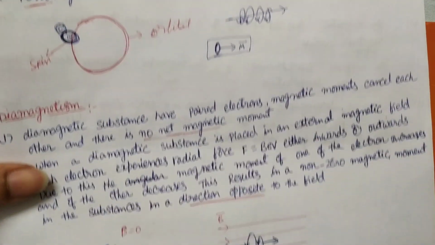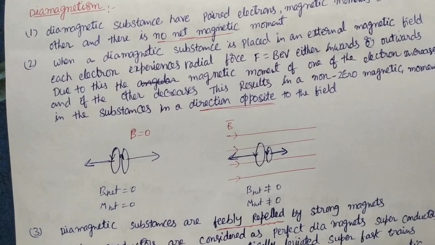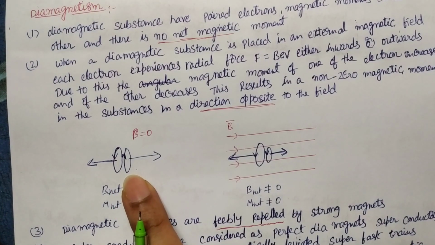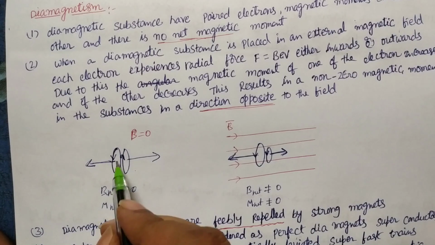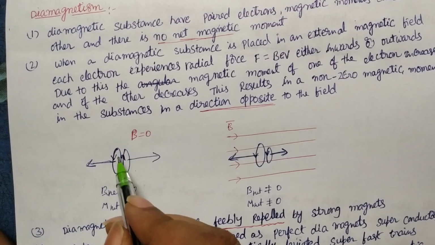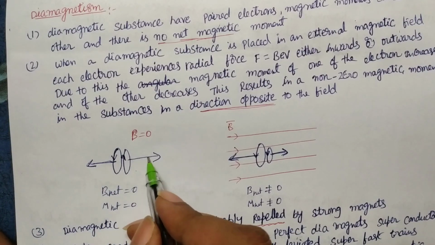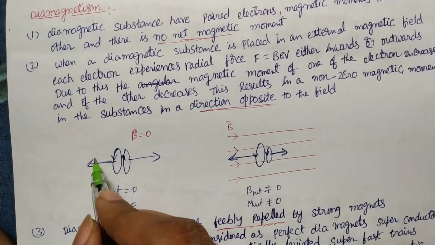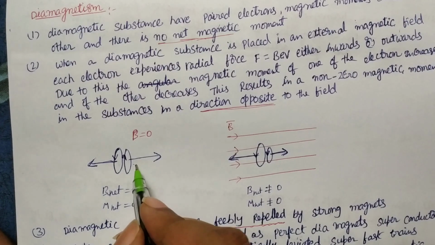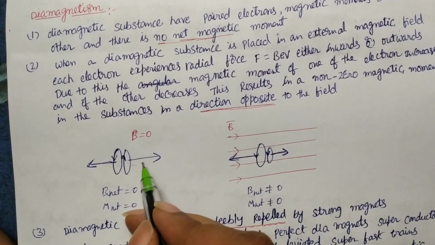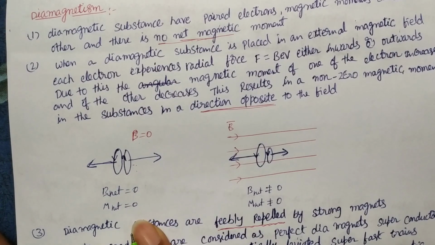In diamagnetic material, paired electrons are always there. One has a spin clockwise, the other anti-clockwise. That's why the net magnetic field, or net magnetic movement, created by these two electrons cancels each other and you get zero. So no magnetic movement we are getting here.